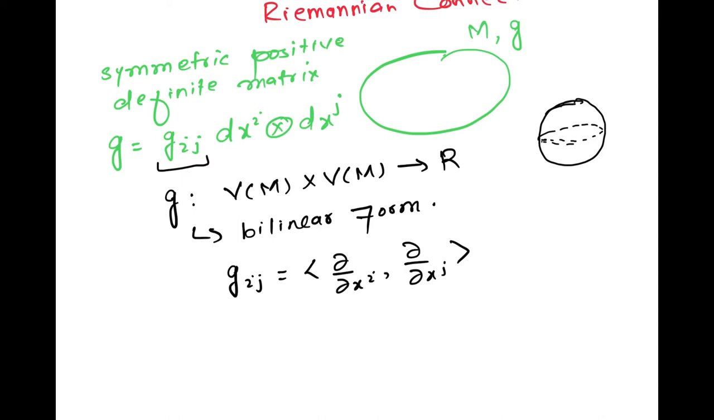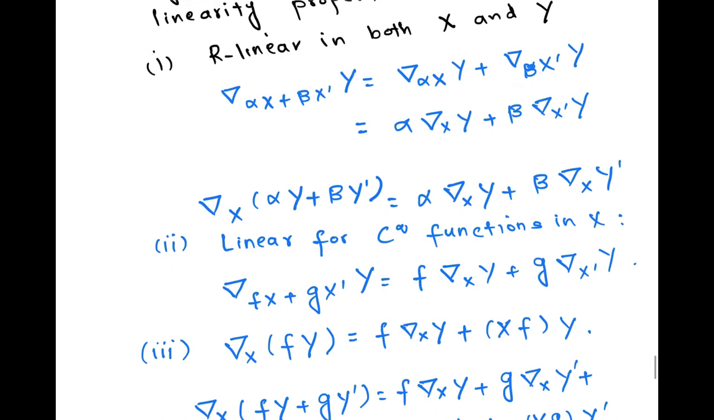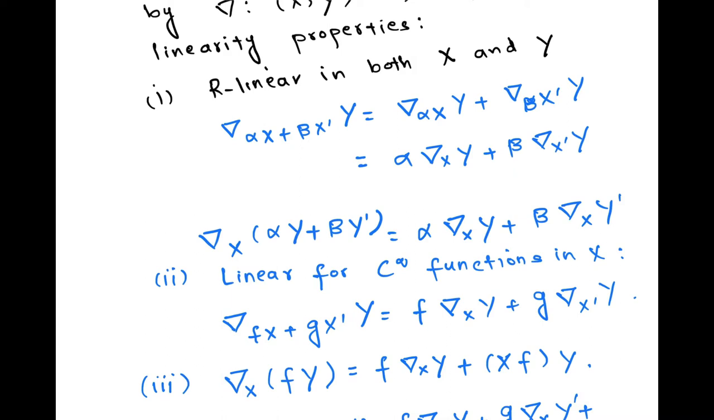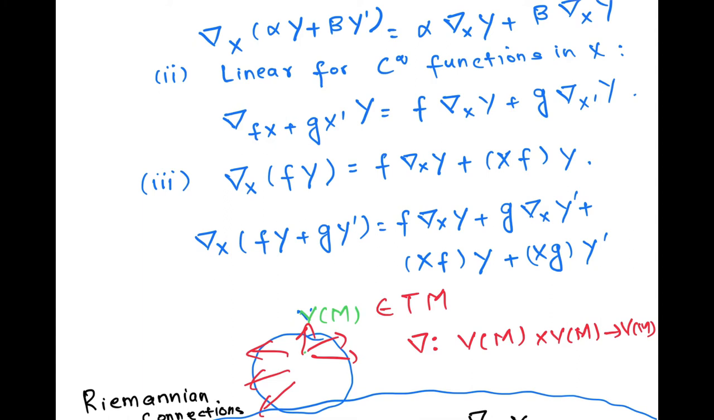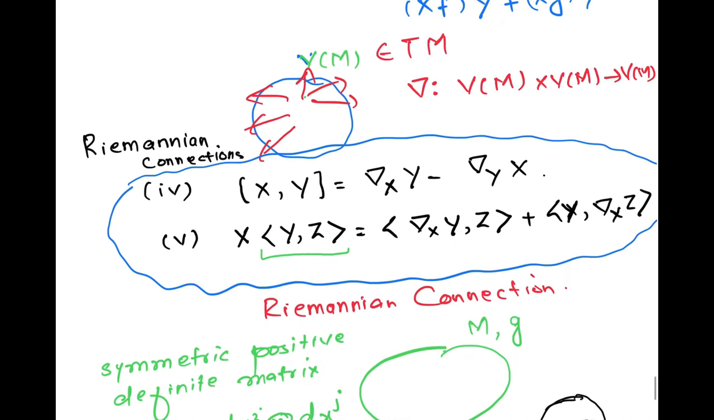So now we come towards the fundamental theorem. So this is the concept of connection. A connection has linearity properties. It is R linear in X and Y, and similarly it is C infinity linear in the X argument only, while for functions multiplied with the Y vector field, the connection should satisfy the third equation. And similarly for Riemannian connections, the connection must satisfy these five equations. So these two extra equations need to be satisfied by a Riemannian connection.